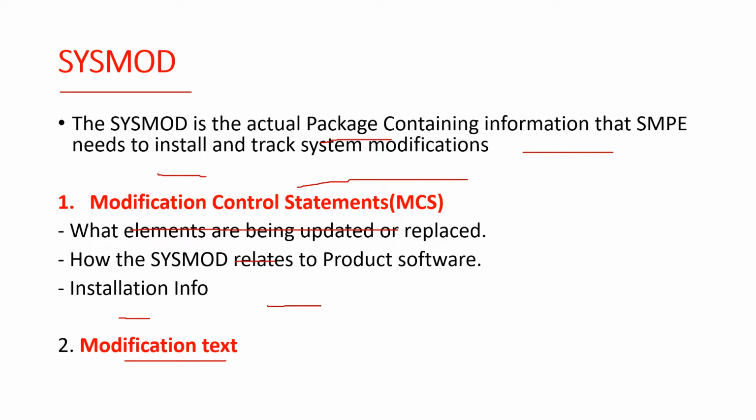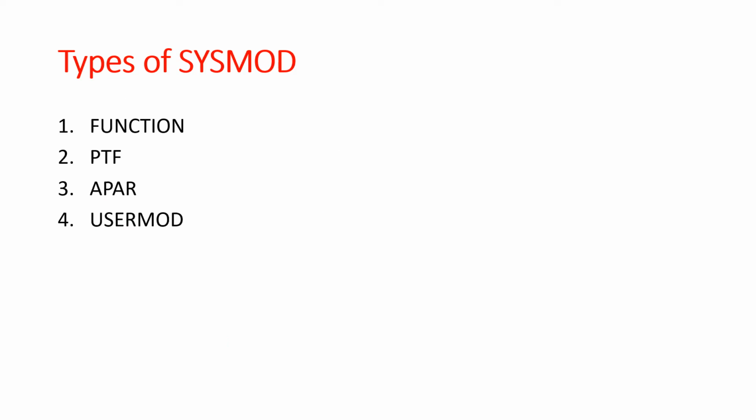So modification text means the object modules, macros and other elements supplied by the SysMod. So this is the modification text. There are four different categories of SysMod, each supporting a task you might want to perform. So there are basically four types. First one is the function SysMod, second one is the PTF, third one is the APAR, and last one is the user mod. So let's understand one by one.